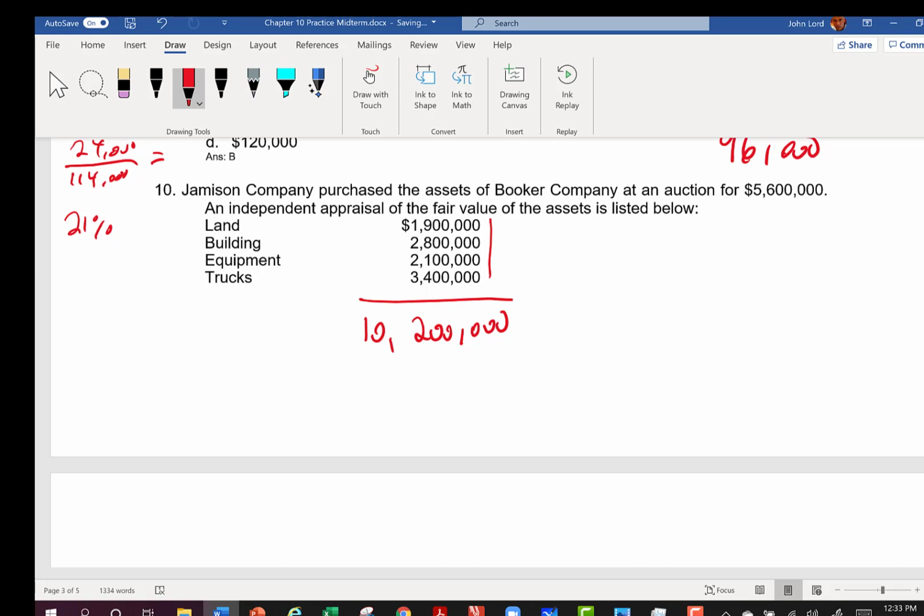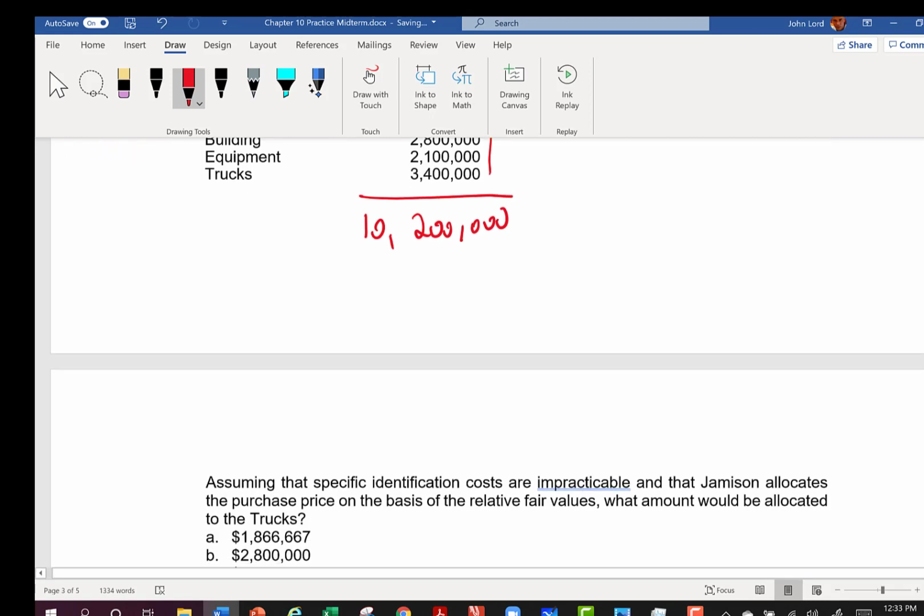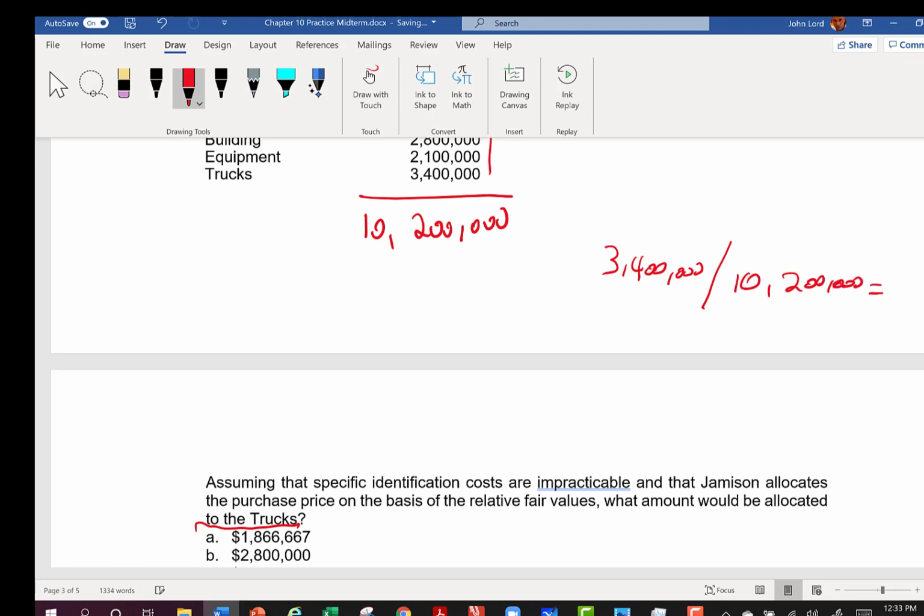So they go through, they give me all this, we do an appraisal, and then the question says, how much should you give to the trucks? Well, the trucks are $3,400,000. We divide that by the total, $10,200,000. That's going to give me roughly 33%. Okay, about a third. And so then what?